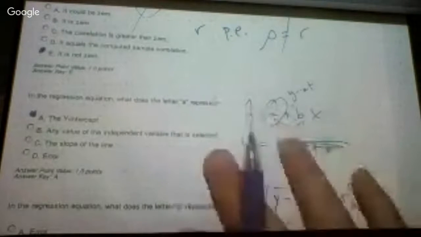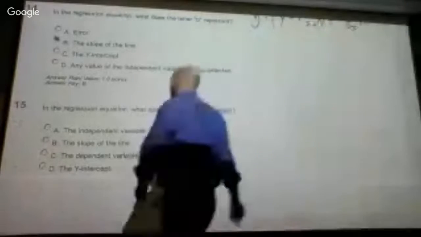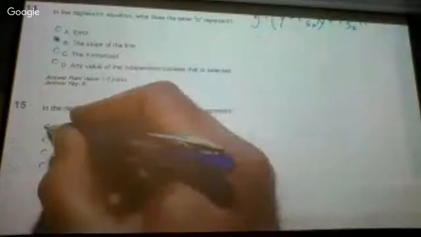14 down. Subtraction is hard. 15. What is x? What does x represent? A is the y-intercept. B is the slope. X is... John. Independent variable. X is the independent variable, also known as the input, also known as the antecedent.